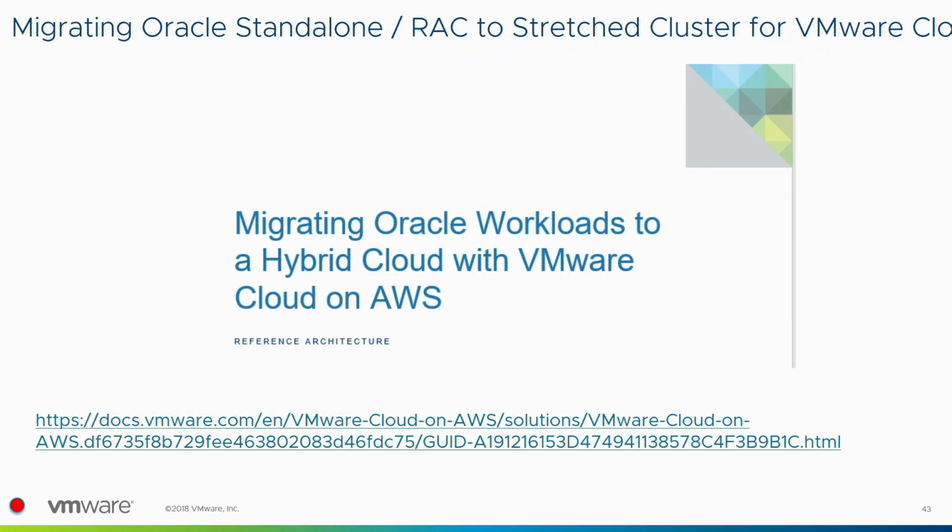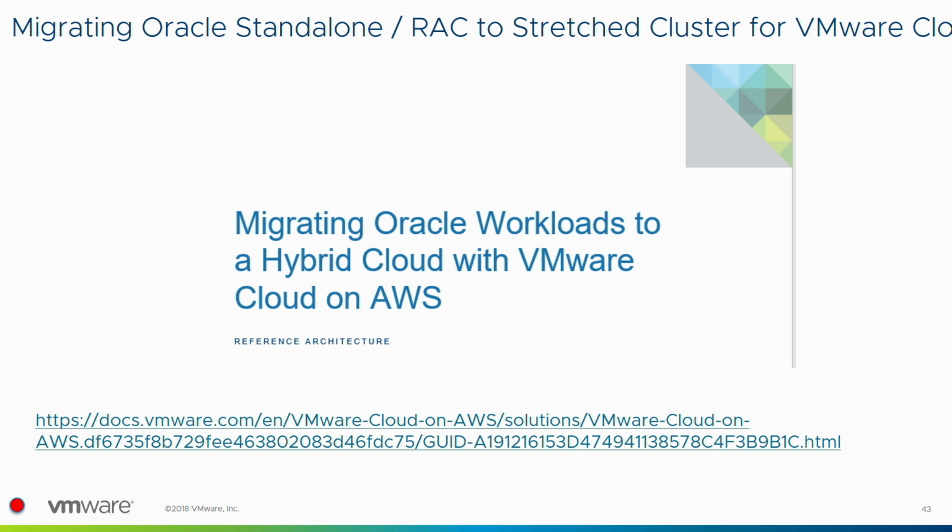So that's a paper that I published a month ago, and it talks about how you are able to migrate a single instance database from on-prem to the cloud, and how you are able to migrate an Oracle RAC database from on-prem to the cloud and back, right? There's also a new feature on VMware Cloud on AWS called stretch cluster.